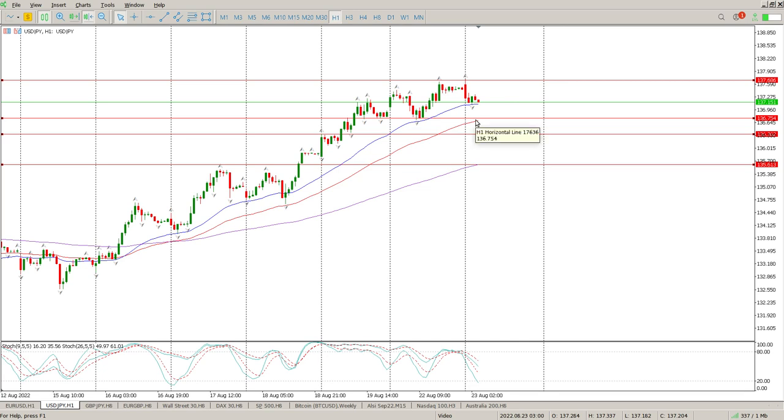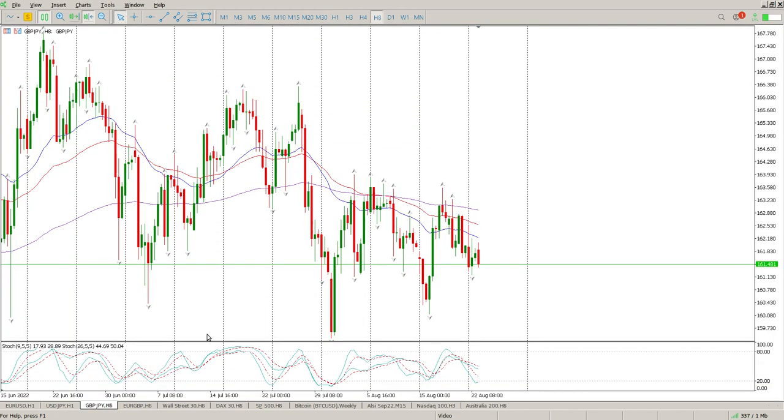So this is kind of the view that I've got right now. So looking to buy off 136.754, alternatively 136.362. Better area for me is going to be down here at 135.613.